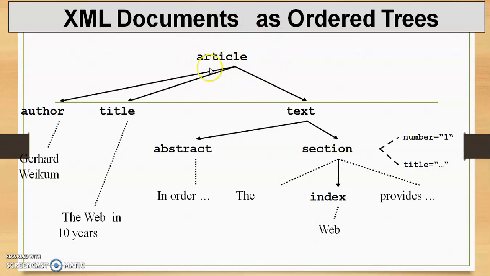Article is a root element having the child elements: author, title, and text. Author is having the content, and title is having the content, and text is having the child elements abstract and section. The section tag is having the attributes number and title, specified within double quotes. The values are specified. And section is having the child tag index, which has the child web.